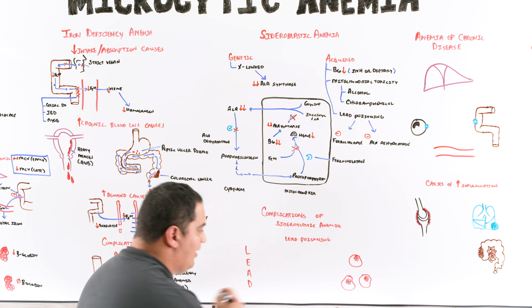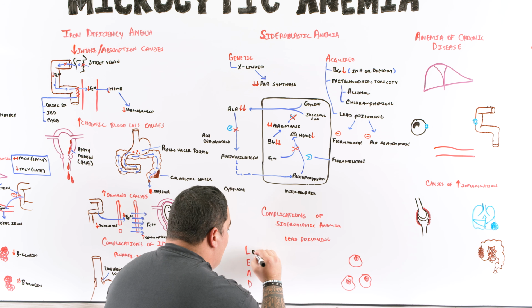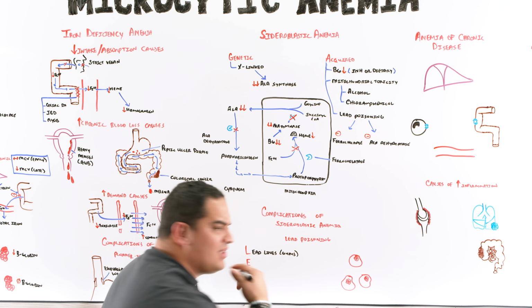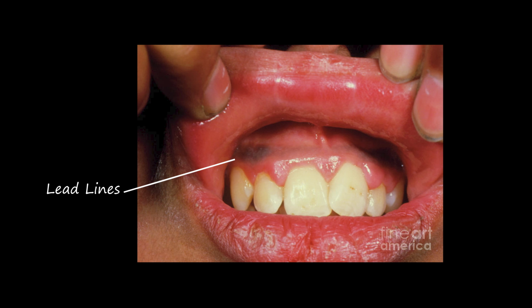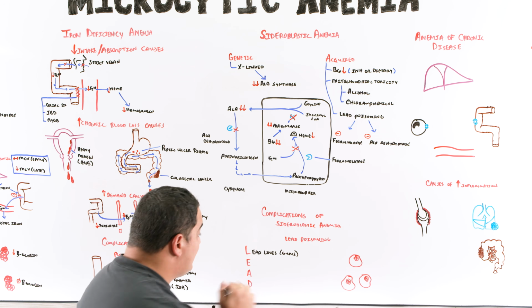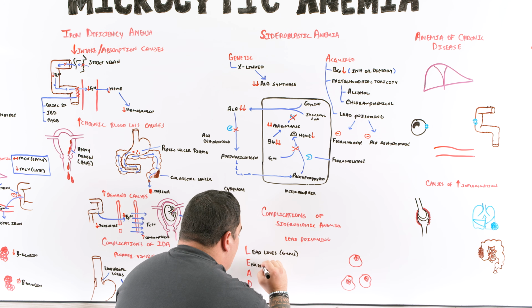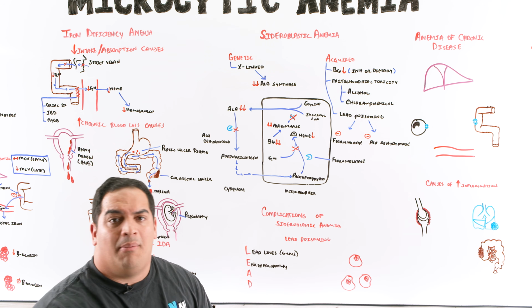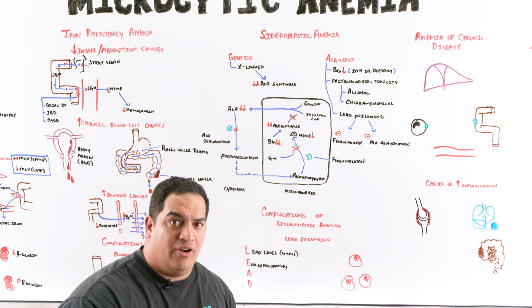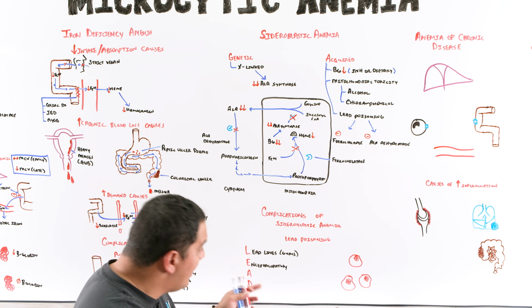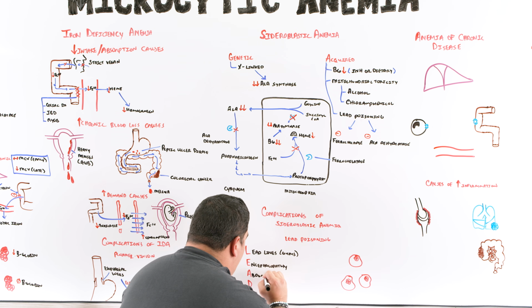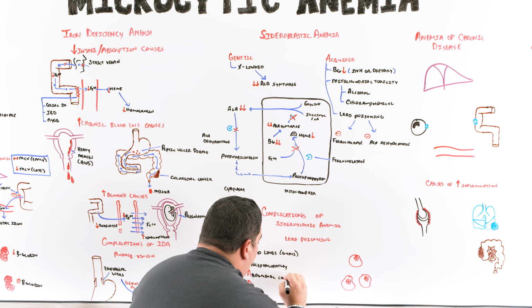We say LEAD to remember the mnemonic here. So it's lead lines on the gums. Sometimes they call this Burton's lines. It looks like this. The next thing is they can come in with encephalopathy. So you're like, okay, what the heck does encephalopathy look like? They can come in confused, very agitated, irritated, failure to thrive, etc. The next thing is they can come in with abdominal colic. So abdominal colic is they can come in with severe abdominal pain.